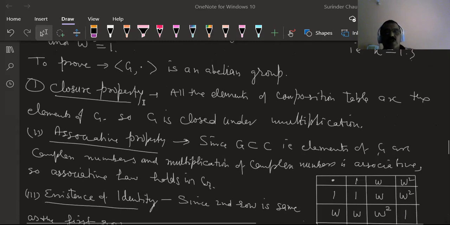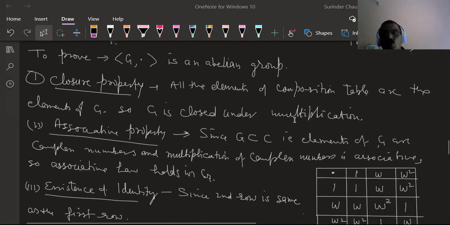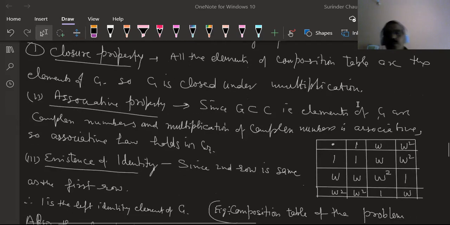So first is, again, a similar discussion as in the earlier problem: the same discussion for every finite set to form a group from the composition table. Now, the closure property. All the elements of the composition table are elements of G: 1, omega, omega square. In this composition table, they are elements of G. So G is closed under multiplication.